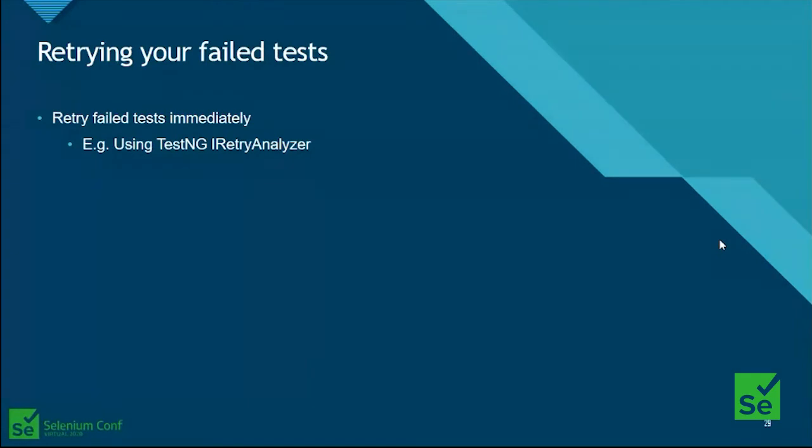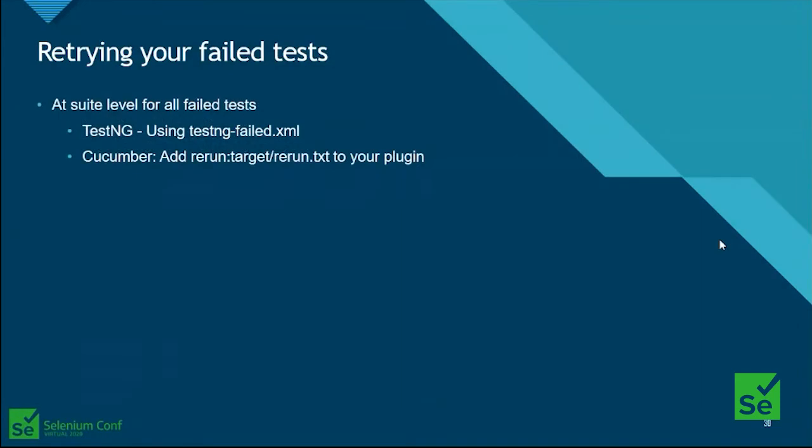For this, you can make use of IRetryAnalyzer if you're using TestNG. Or you can rerun all your failed tests at once by using testng-failed.xml. For Cucumber, we have a similar option that is available over here.